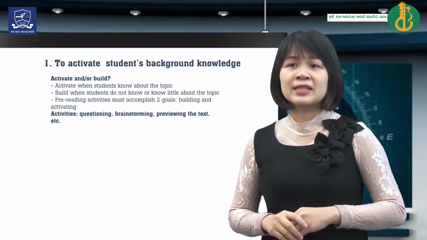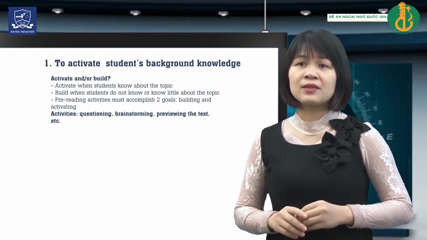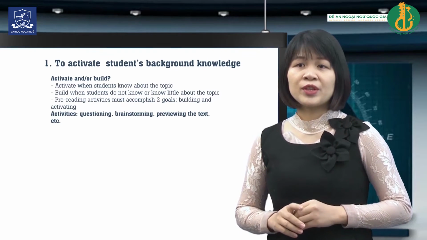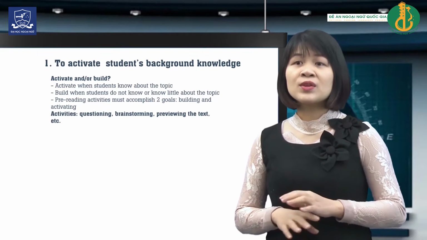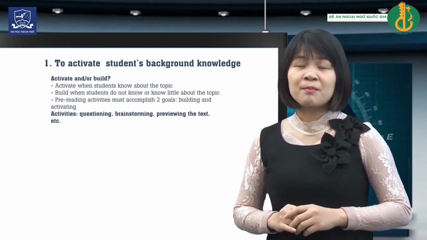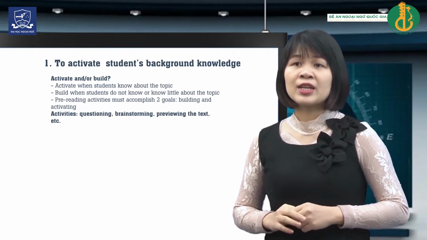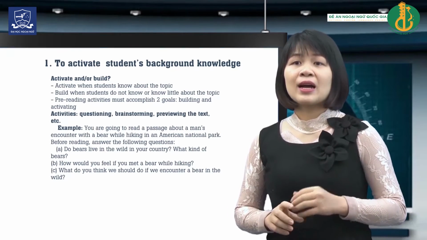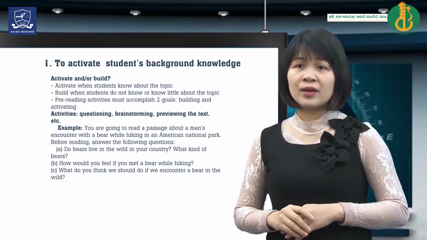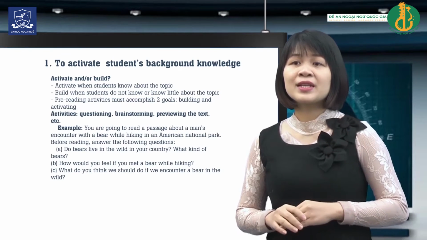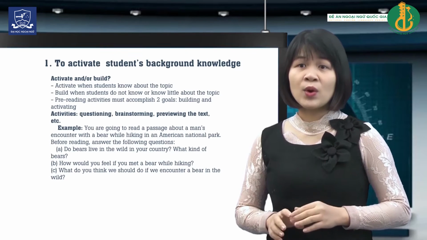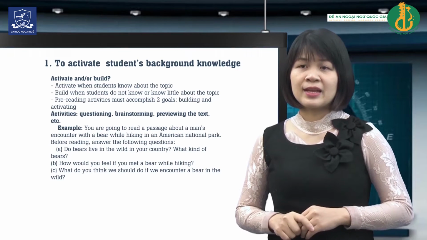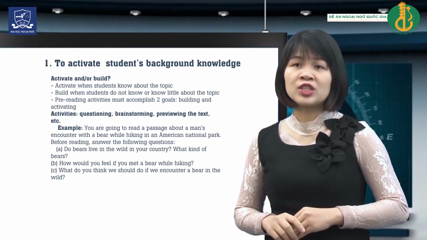There are many activities teachers can use to build and activate students' background knowledge. Particularly useful and popular here are questioning and brainstorming, where students generate information on the topic based on their own experience and knowledge, as you can see in example 1. In this example, students are asked questions related to their common knowledge about bears living in the wild and also their reaction if they were in the situation facing bears. The questions are easy to answer and help activate the students' prior knowledge before they read.